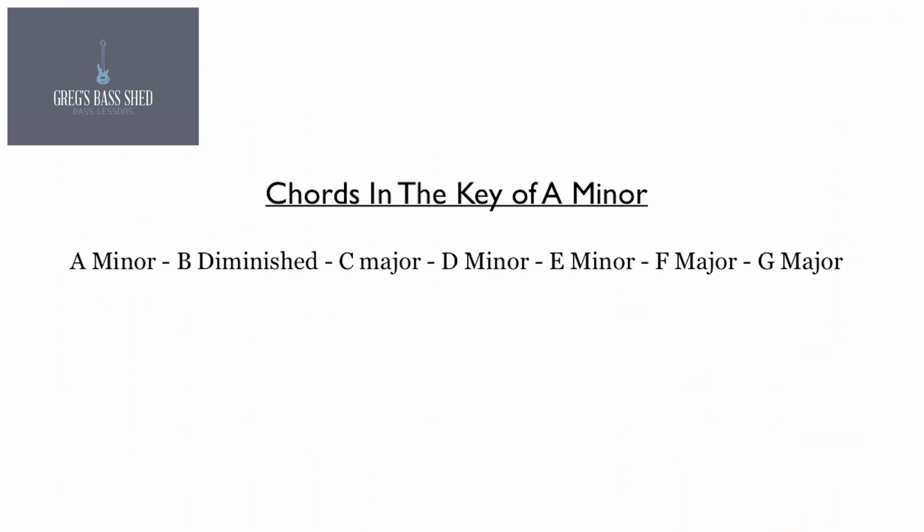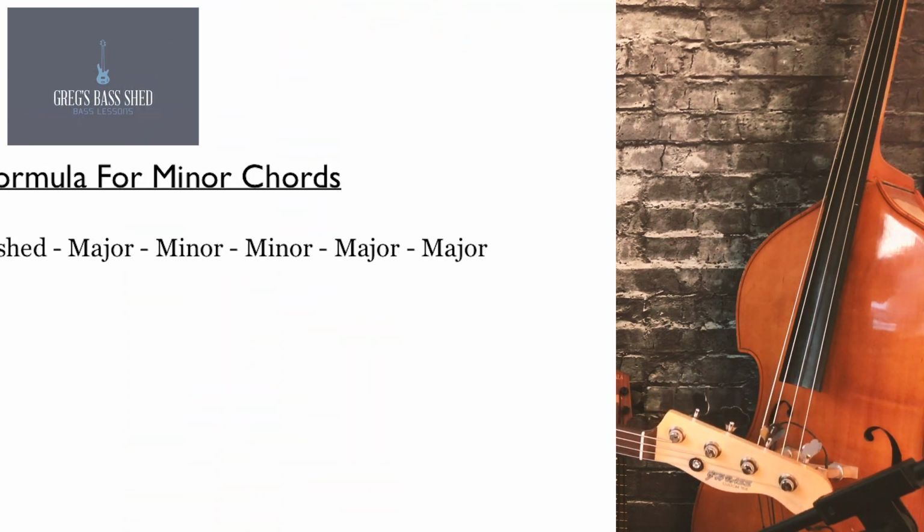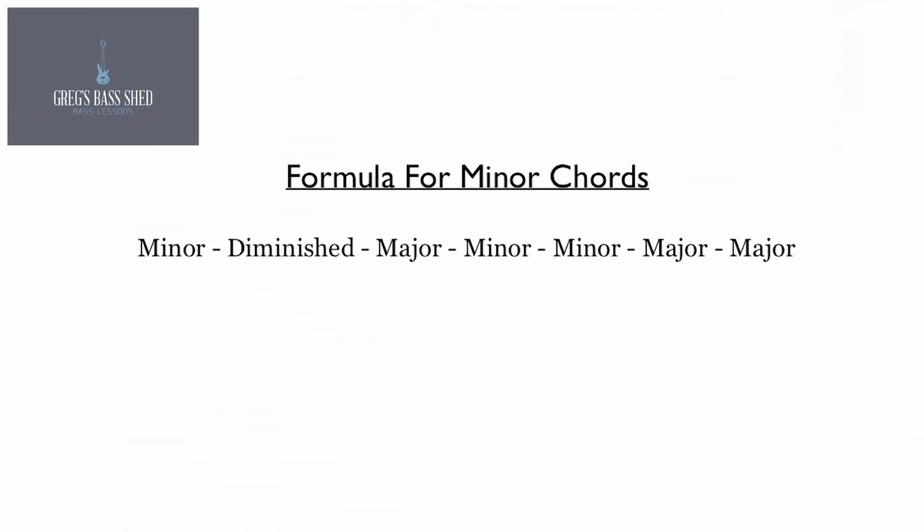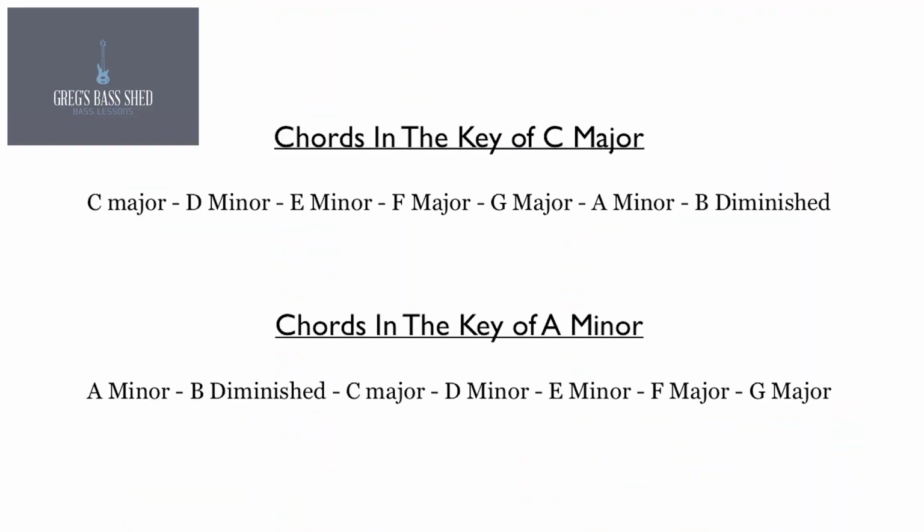So all the chords to A minor are A minor, B diminished, C, D minor, E minor, F and G. So the formula again for minor scales for the chords are minor, diminished, major, minor, minor, major, major. If we now compare all the chords in the key of C major with all the chords in the key of A minor, which is its relative minor, you might notice that they're the same chords. They just start in a different place. So that's why the relative minors and majors share the same chords.